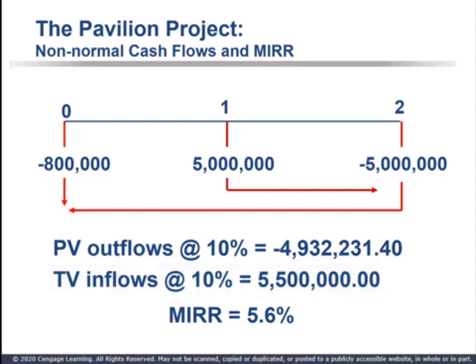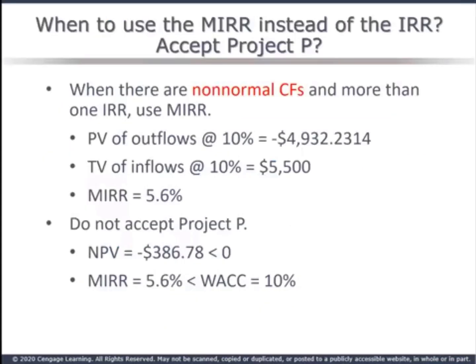N is 2. Present value negative $4,932,231.40. Payment 0. Future value $5.5 million. Compute I/Y, 5.6. Anytime you have more than one sign change, use MIRR.